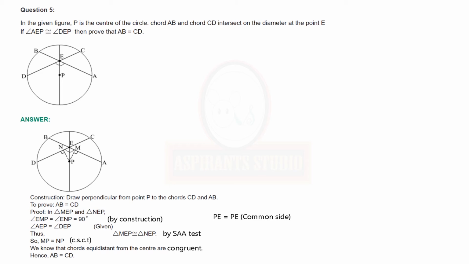Also we are given angle AEP is congruent to angle DEP. We are given in the question angle AEP is congruent to angle DEP. Also we have the sides PE to be congruent for both the triangles. Segment PE is congruent to segment PE because they are common sides. So now triangle MEP is congruent to triangle NEP by SAA test.